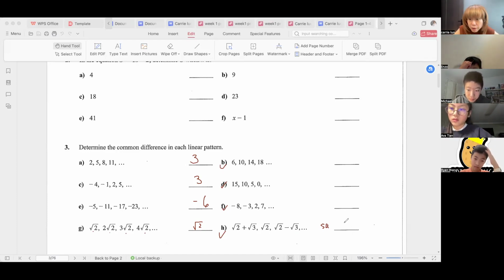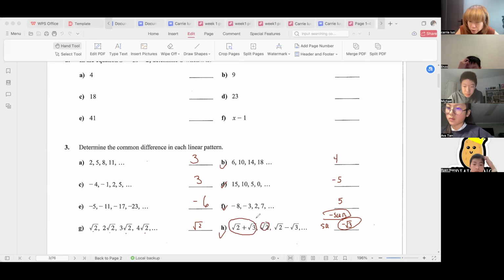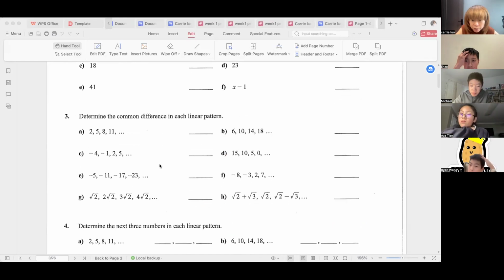Okay, I have received answers. Very good. So the first one is 4. The second one is negative 5. The fourth one is positive 5. The third one is negative square root 3, or you say negative square root 3. Okay, both of them you get it right. Because this one is square root 2 plus square root 3, and now square root 2, right? So which one's being minus? Square root 3. And minus another square root 3. So the answer is negative square root 3. Very good. Understand, everybody? I have seen a lot of students doing very good.